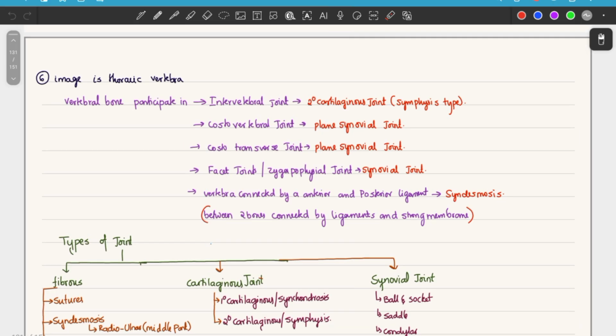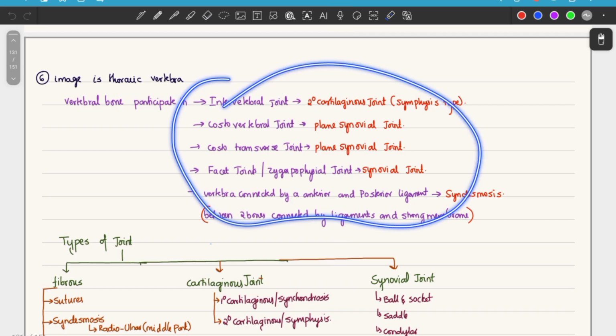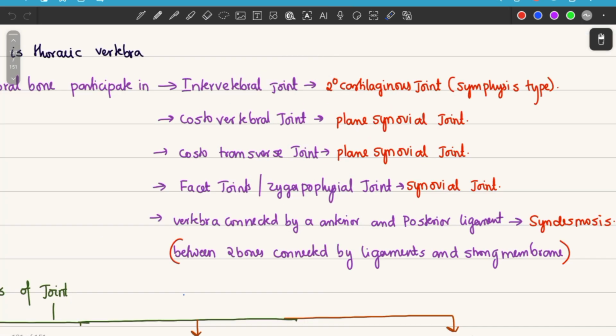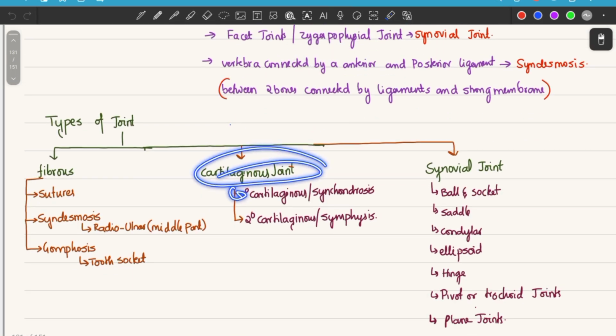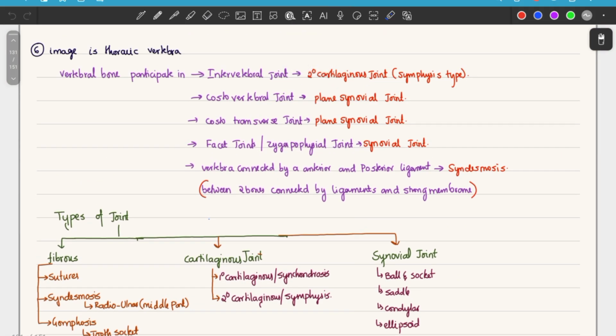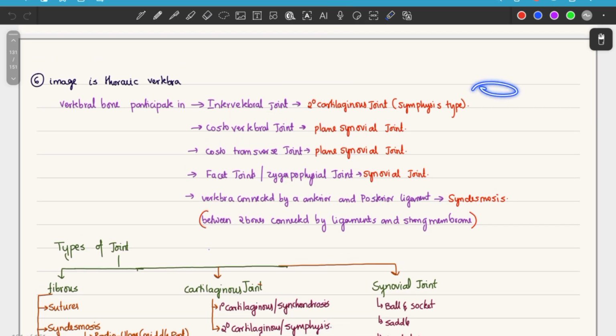The image is showing a thoracic vertebra, the vertebral bone participating in all these joints. It forms an intervertebral joint, that is a secondary cartilaginous joint. You have to remember this. That is also called the symphysis type. Here the cartilaginous joint is divided into primary cartilaginous and secondary cartilaginous. They are telling that the intervertebral joint is a secondary cartilaginous joint, that is a symphysis joint, between the two vertebrae.